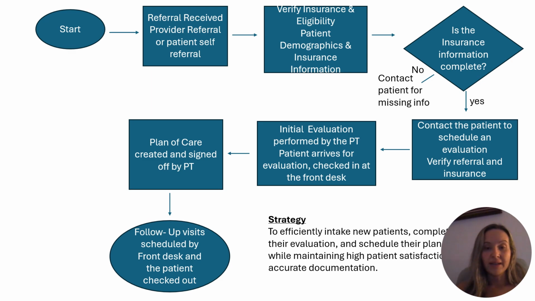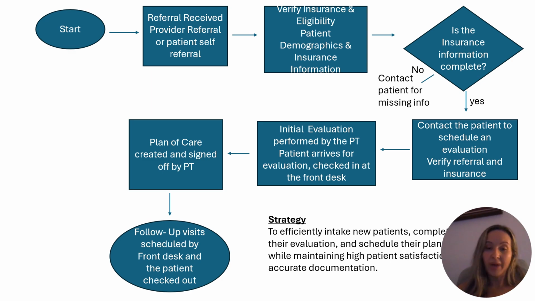Once we receive that, we will look over the insurance. We'll make sure that the referral is in network and that they have eligibility. We usually confirm that through our EMR system. We also have to verify that we get our demographics, phone numbers, addresses, important details for the patient. And so when we're doing that, we will go to the next step, which is confirming that the insurance information is complete. Do we have everything?